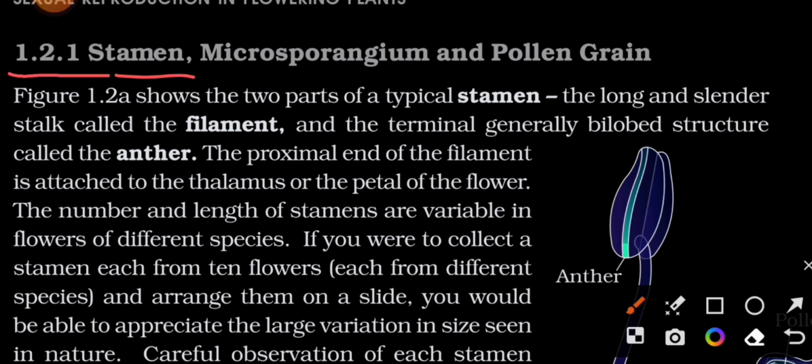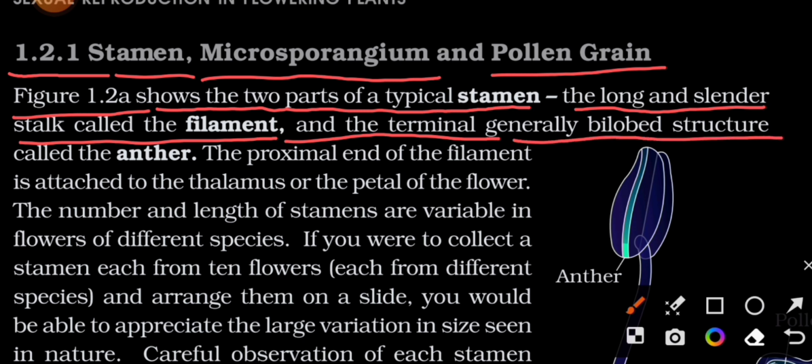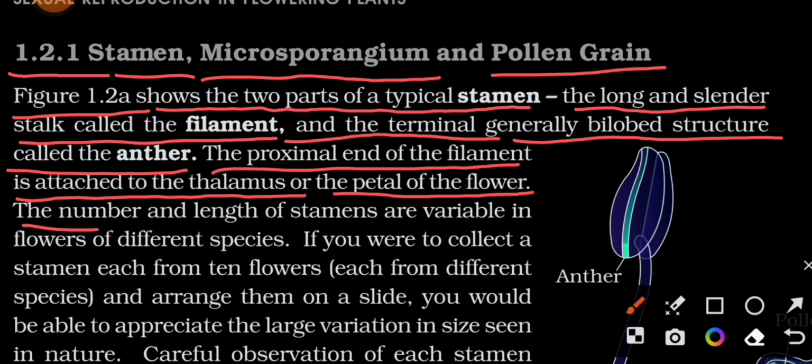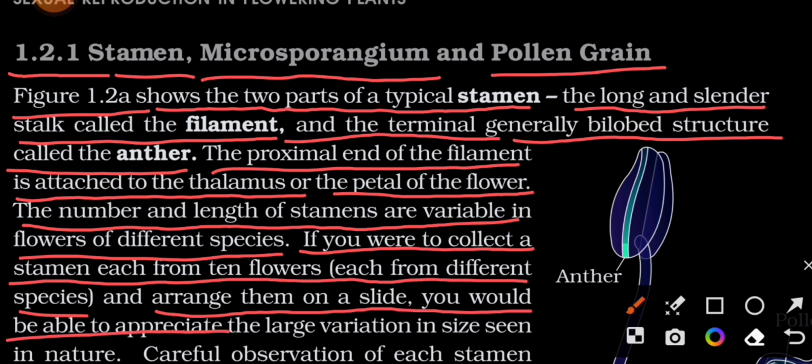1.2.1 Stamen, microsporangium and pollen grain. Figure 1.2a shows the 2 parts of a typical stamen, the long and slender stalk called the filament and the terminal generally bilobed structure called the anther. The proximal end of the filament is attached to the thalamus or the petals of the flower. The number and the length of stamens are variable in flowers of different species. If you were to collect a stamen each from 10 flowers, each from different species, and arrange them on a slide, you would be able to appreciate the large variation in size seen in nature.